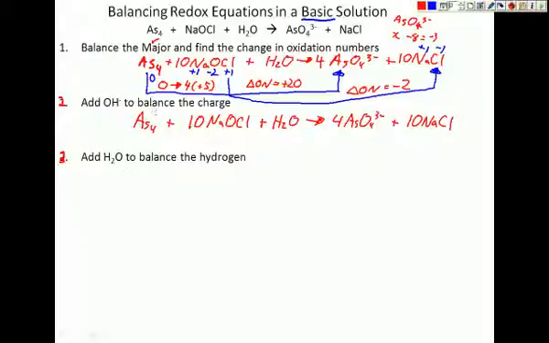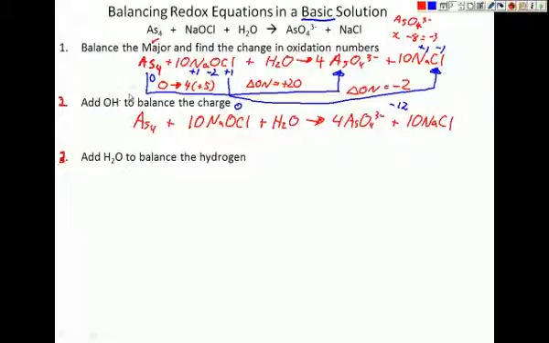This one has a total charge of 0, total charge of 0, total charge of 0. On the reactant side, total charge is 0. Now these 10 NaCl's have a total charge of 0 as well. Now we have a -3 here, but we also have 4 of these. So 4 times -3. On our product side, we have a total charge of -12, and on the reactant side we have a total charge of 0.